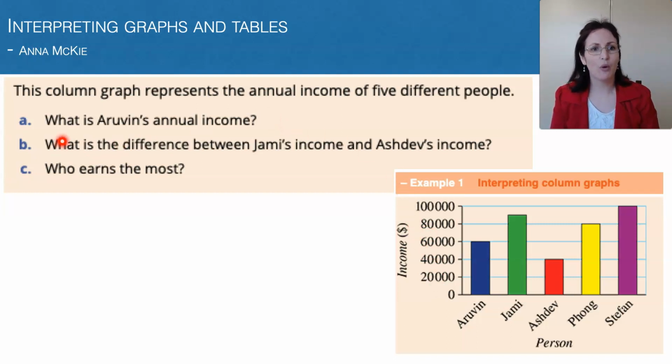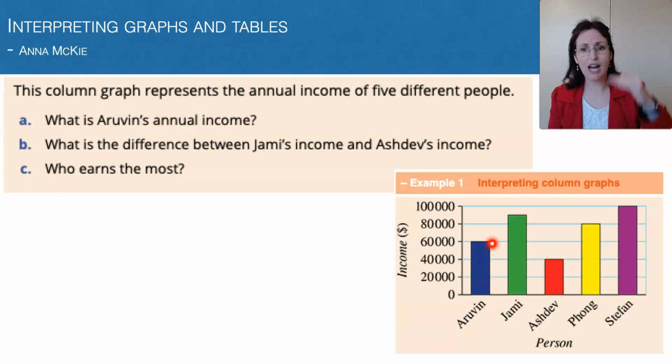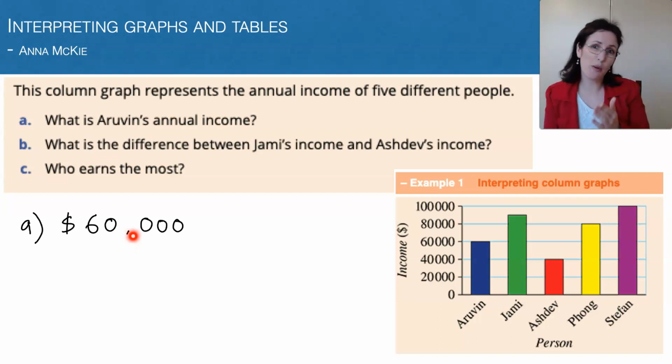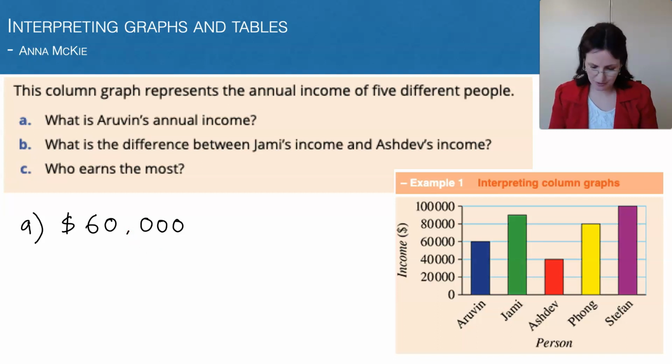Part A, what is Areuven's annual income? Let's find Areuven on the graph. That's the blue column. We read up to the top of the blue column across to the vertical y-axis and we have $60,000. So for what is Areuven's annual income, we would write $60,000. I have put that little comma in there. Sometimes we do that in maths to separate groups of 3 numbers, but you don't have to.